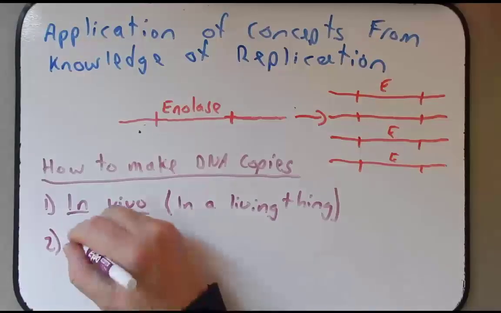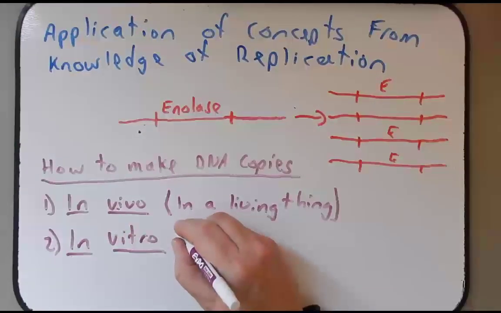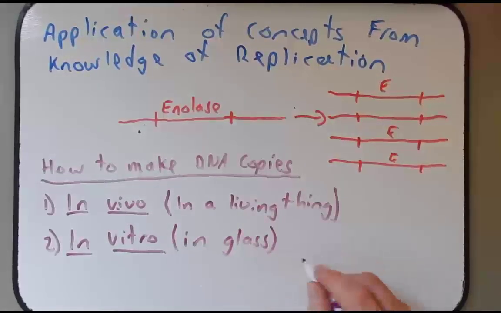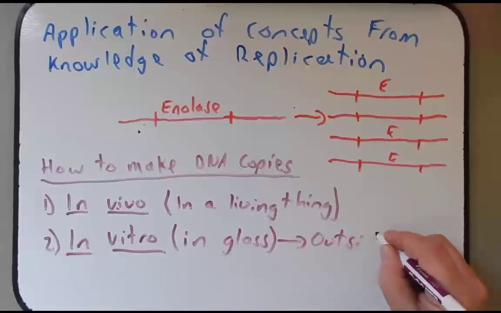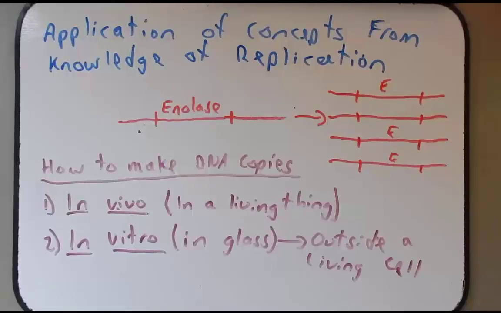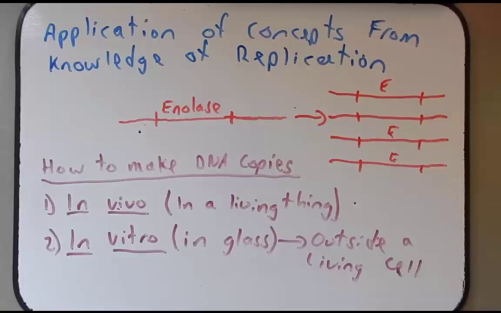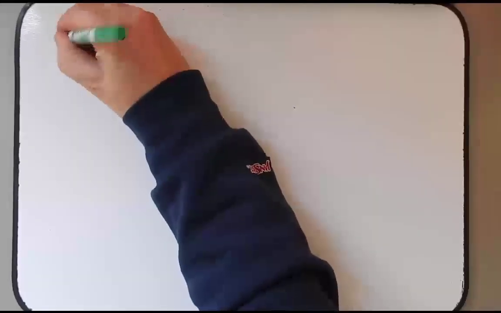And the other way is called in vitro. Literally, this means in glass. But practically what we mean by this is it's outside of the body, outside of a living body. So if something's occurring in a test tube, we would say it's in vitro. I want to begin by spending a little bit of time talking about in vivo and then finish up with in vitro. So let's talk about in vivo.